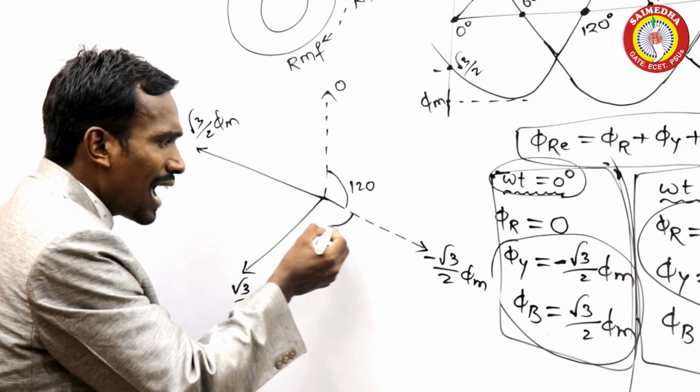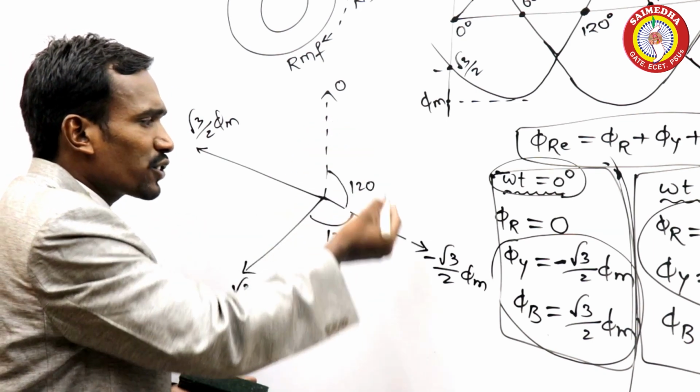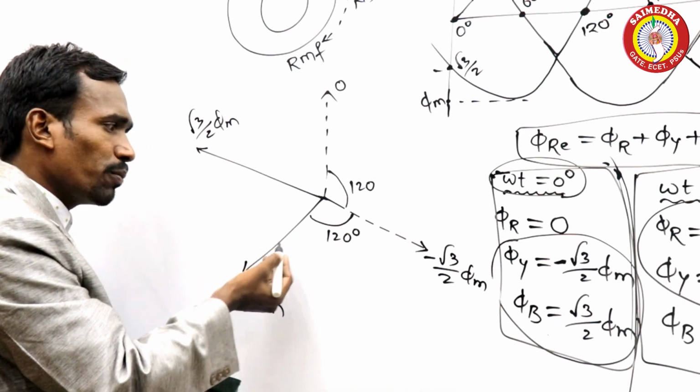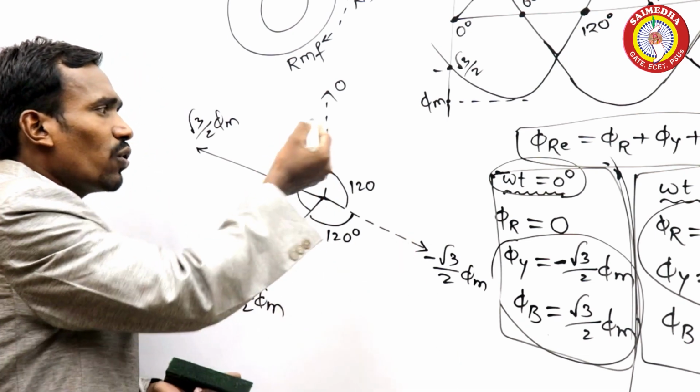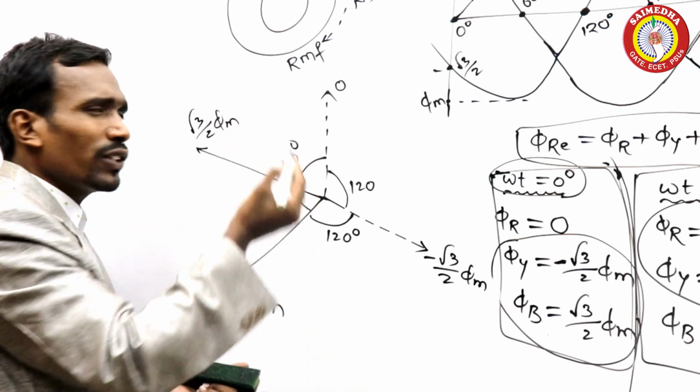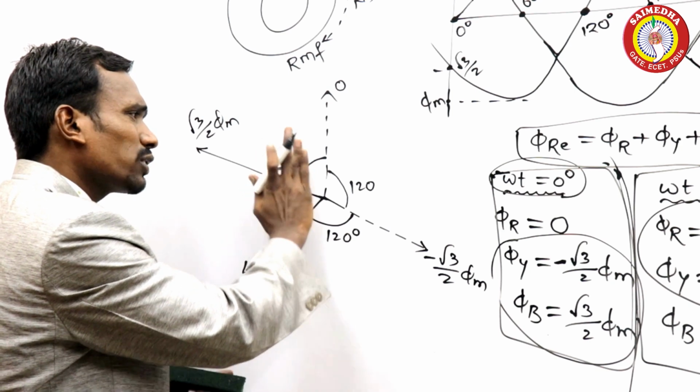Now what is this angle? This is also 120 degrees. R phase to Y phase 120, Y phase to B phase 120, and what is this value? The B phase to R phase also 120 degrees. So these all are 120 degrees only.